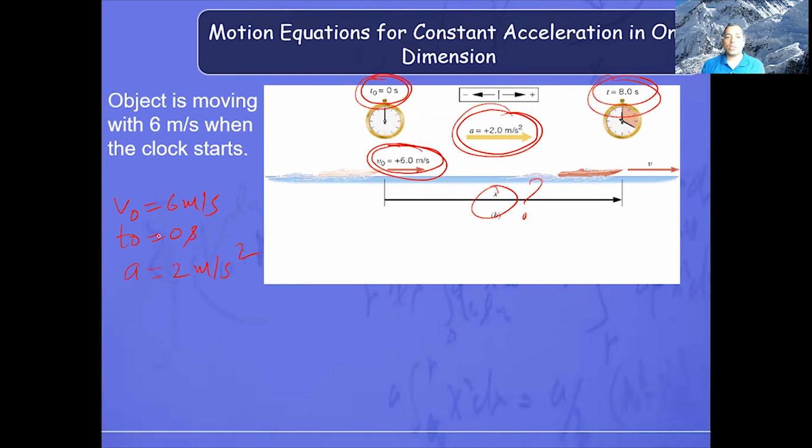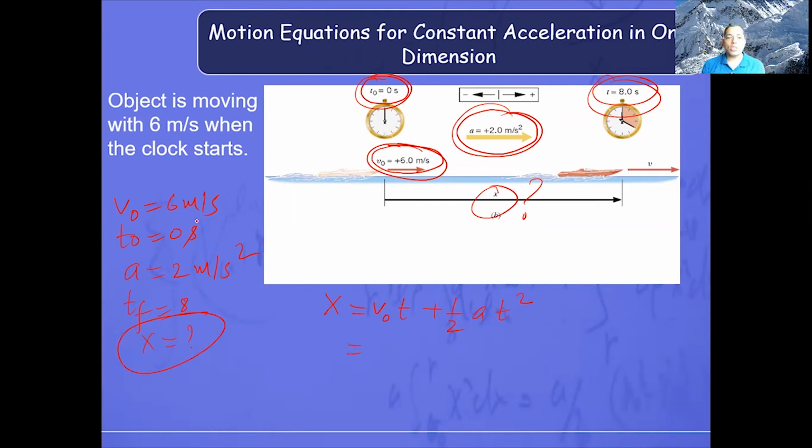What is the final velocity? Sorry, final time? tf equals 8. Yeah, so how do we find the x? So we have three formulas. So I want to use this formula here: x equals v0 t plus 1 over 2 a t squared, because I want to find x, right?